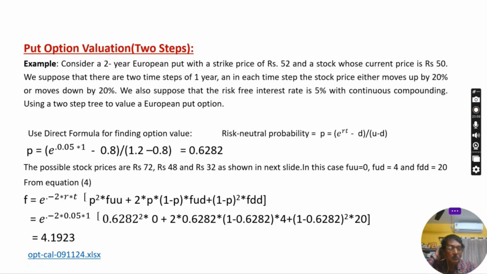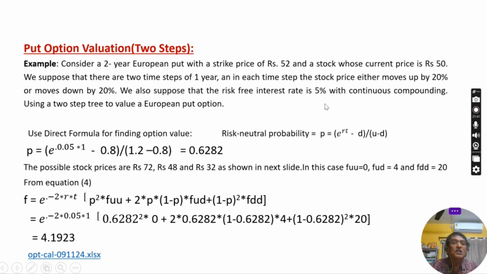Okay, now I am going to discuss the put option value. Previously I discussed the call option value, now the put option value. This is the problem: 2-year European, your period is 2 years. Consider a 2-year European put with the strike price 52 and a stock whose current price is rupees 50. We suppose that there are 2 time steps of 1 year, and at each time step the stock price either moves up by 20%, previously it was 10%, in this case it is 20%, or moves down 20%.